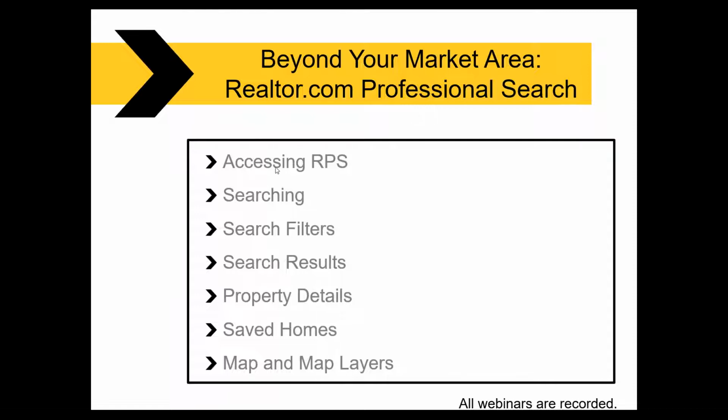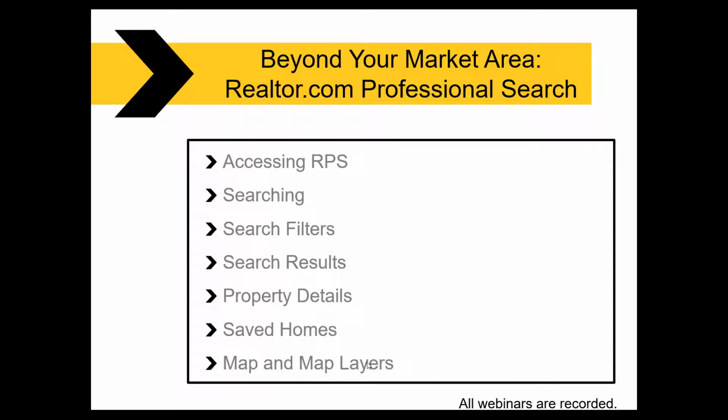So what are we going to be talking about? Well, we're going to talk about how to access Realtor.com Professional Search. There's a few different ways, but I'll be walking through some of them for you. We'll be running some searches within the program, seeing how to search for properties. We'll be using the search filters to narrow down our search results. You can also pull up search results here. We'll be looking at the property details, showing you how to save homes, and we'll also be looking at the map and the map layers.